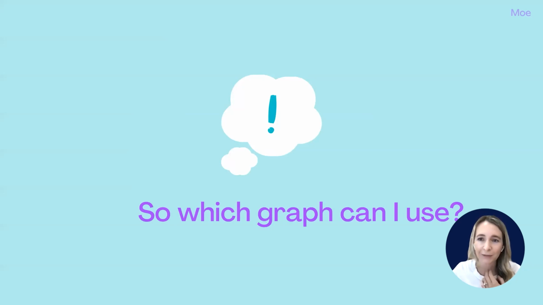So you're probably thinking we've told you a lot of things not to do, but now you're kind of like, well, what should I do? And when should I use each type of graph?